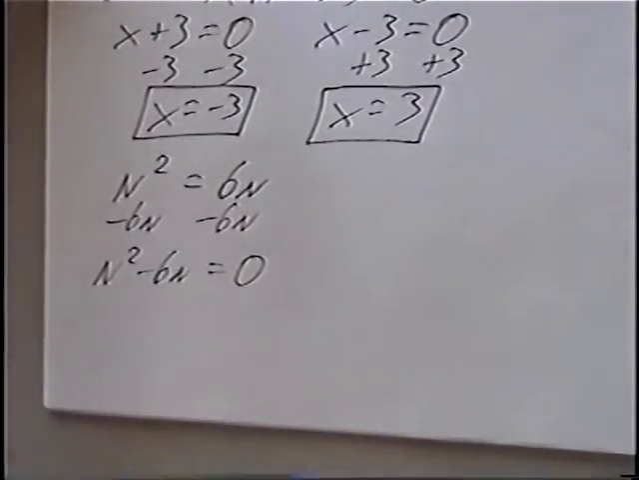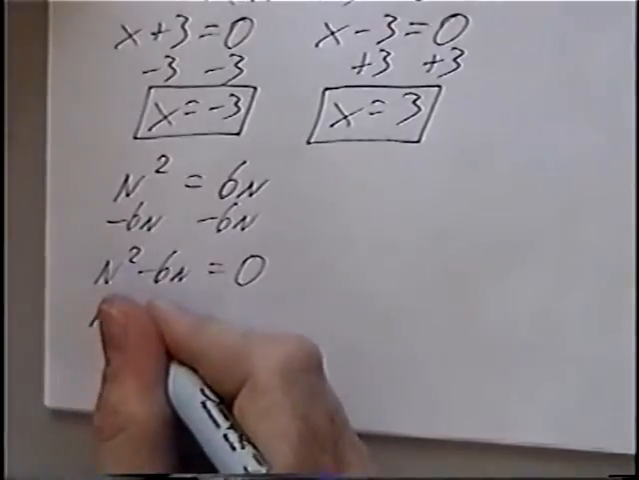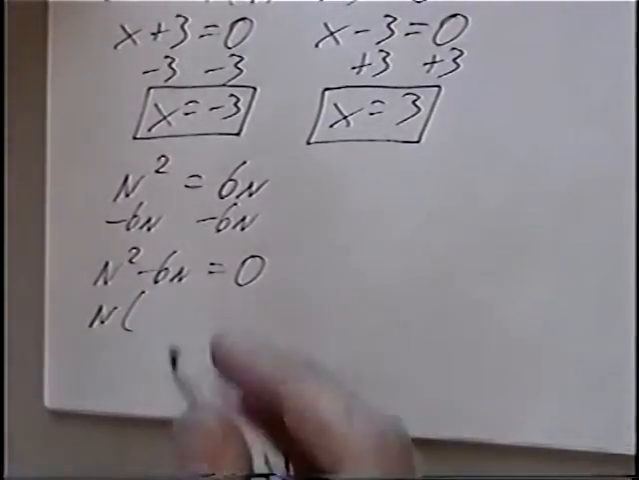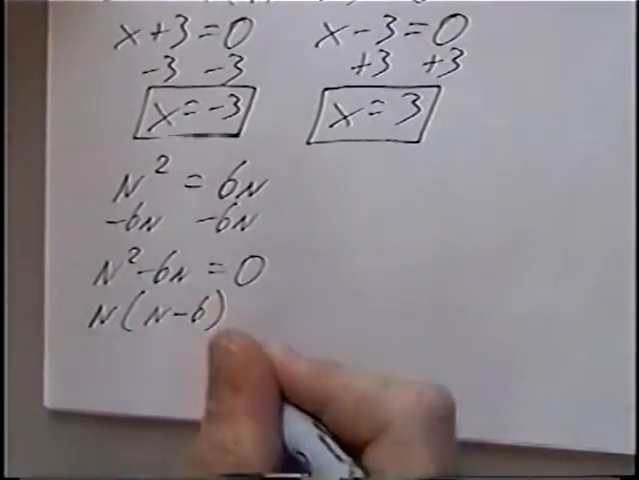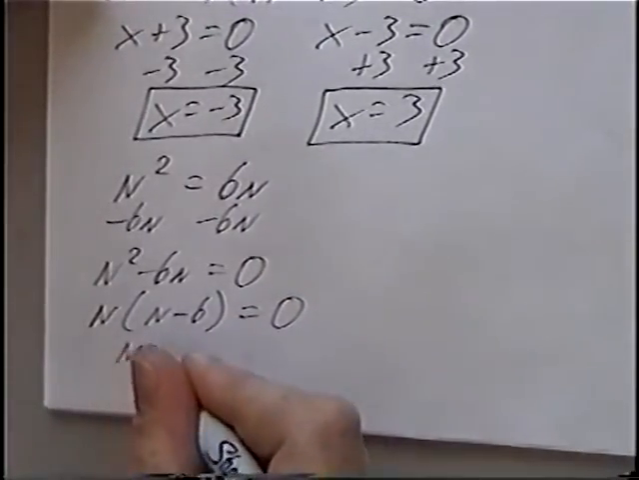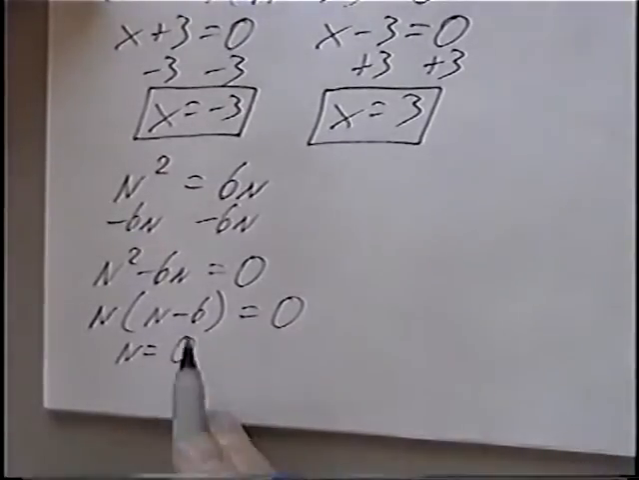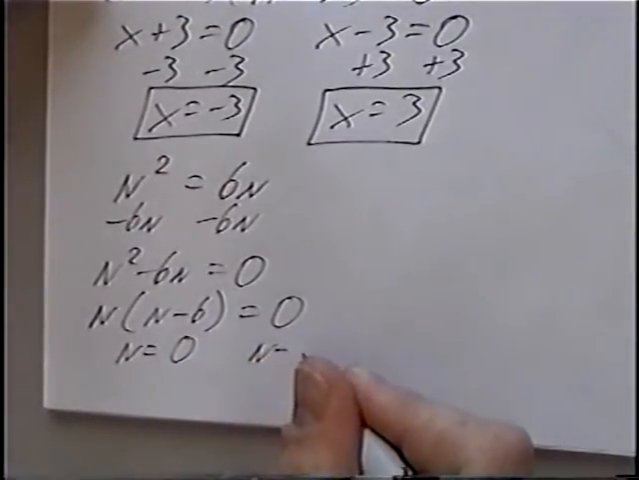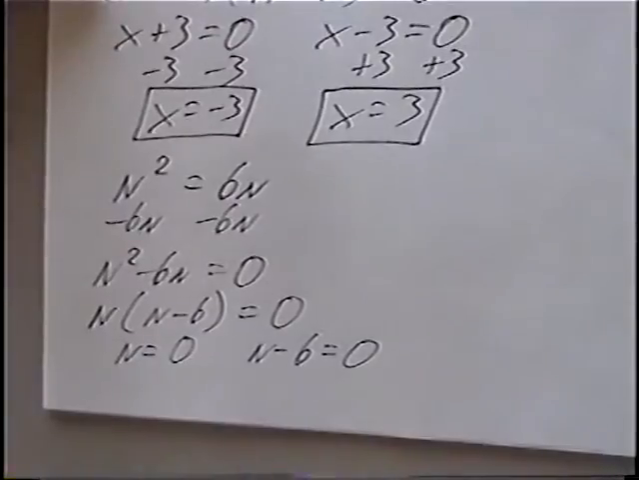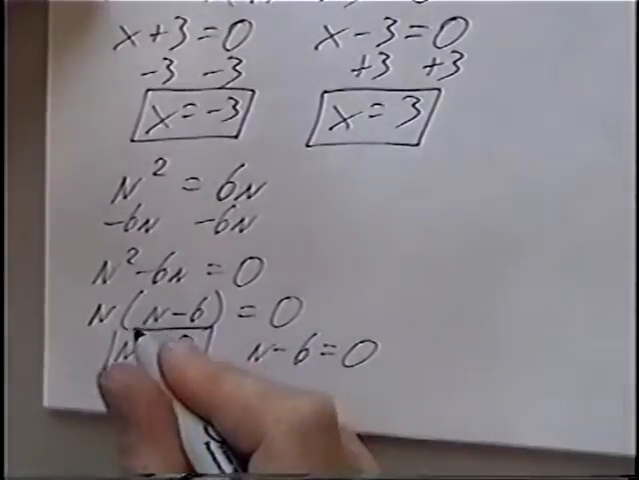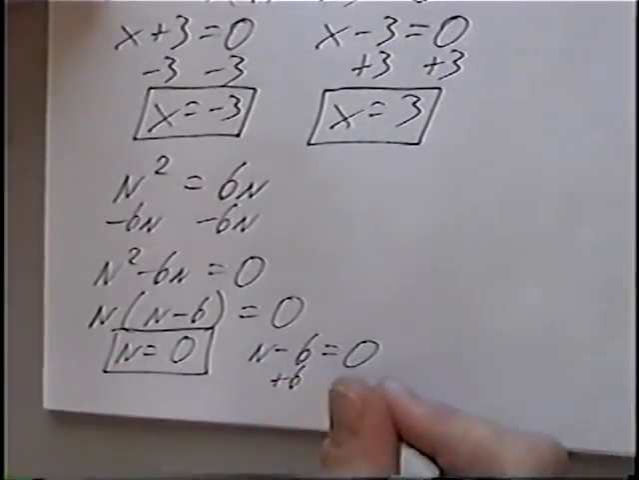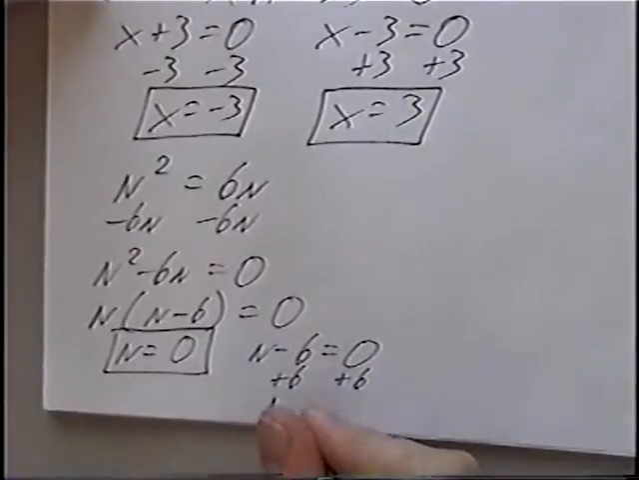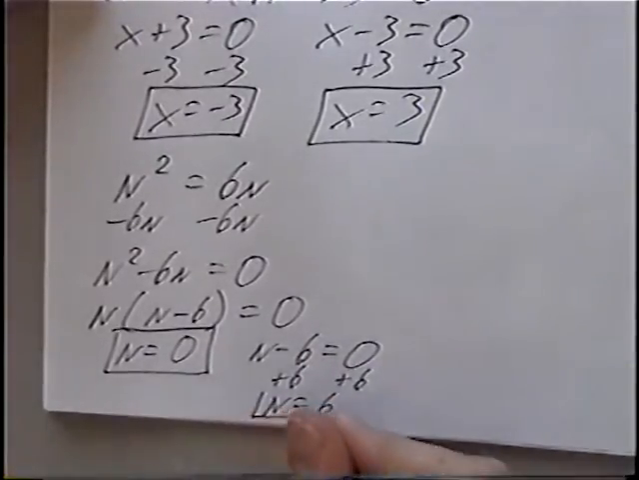Factoring, we can take an n out of each of these. Dividing by n, we'll be left with n - 6. And again, set each of these equal to 0. We'll have n equals 0 and n - 6 equals 0. First one solved already, and the second one we can add 6 to both sides, and we'll have n is equal to 6.